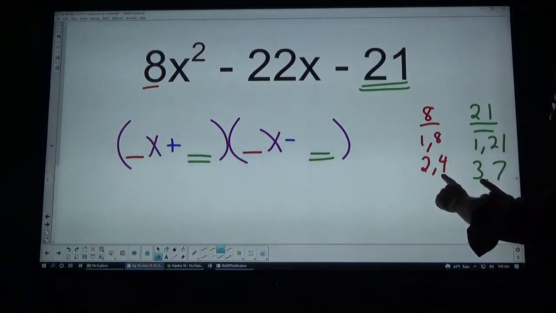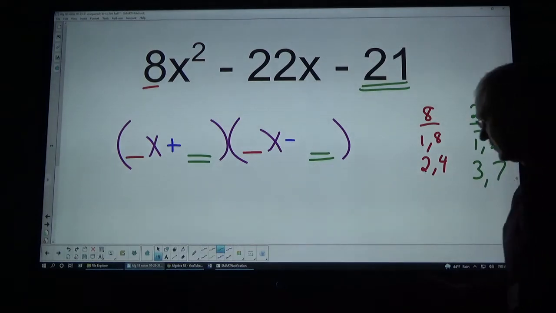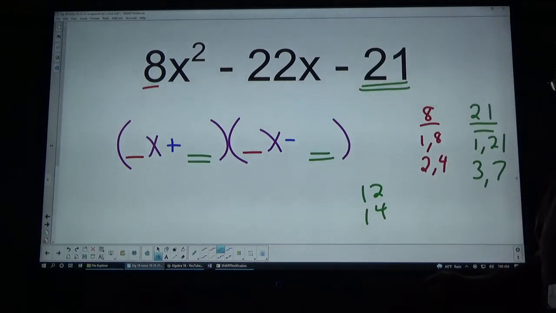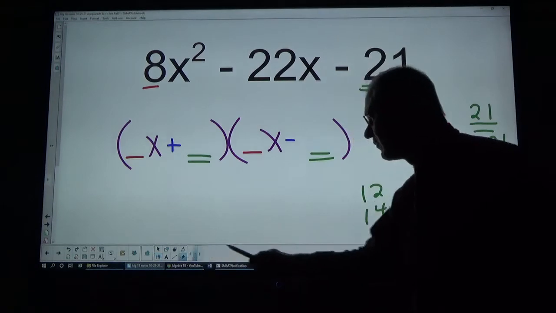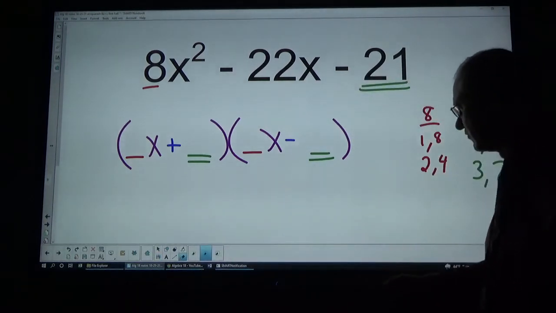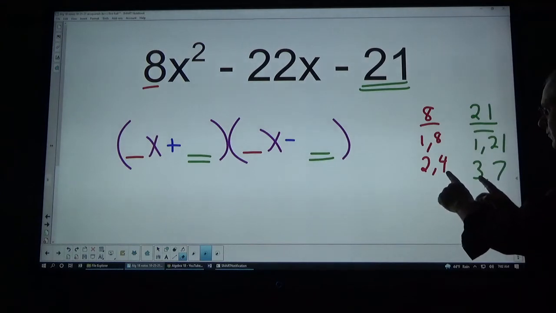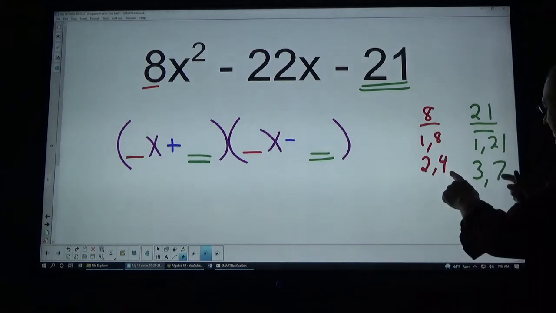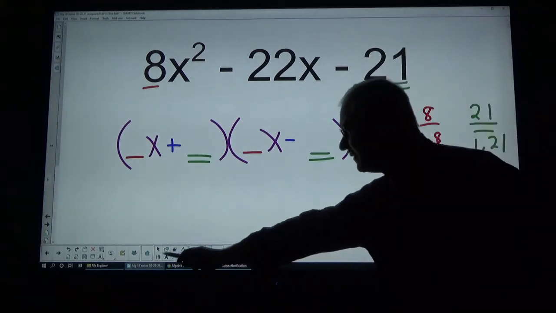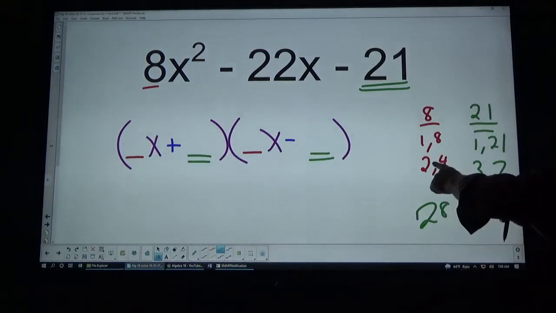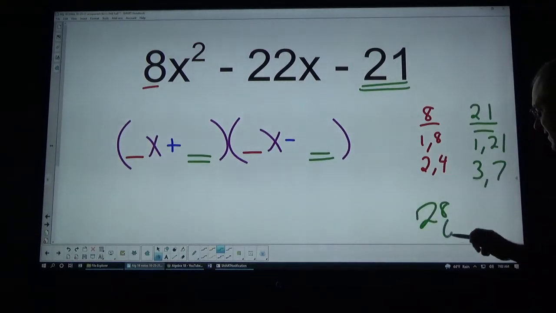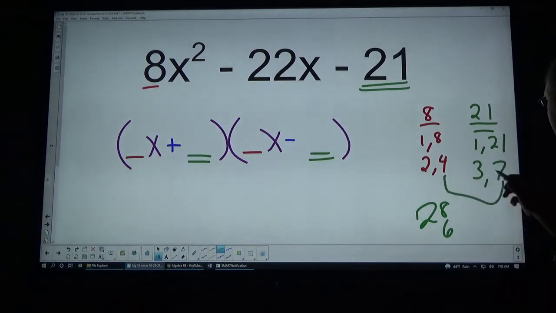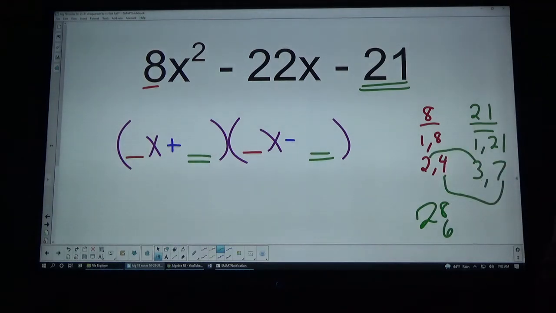4 times 3, 12. 2 times 7, 14. 12 and 14. Do those differ by 22? The answer is no. So that's not the pair I want, so I'm going to try swapping it around. We started with 4 and 3. Let's do 4 and 7, 2 and 3. 4 times 7, 28. 2 times 3 is 6. Do those differ by 22? They do. So 4 connects with 7, 3 connects with the 2. That's how we wanted them connected.